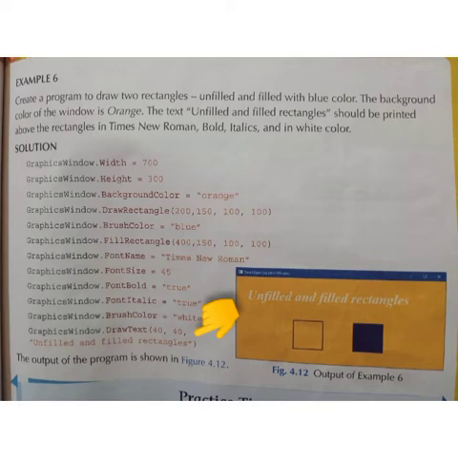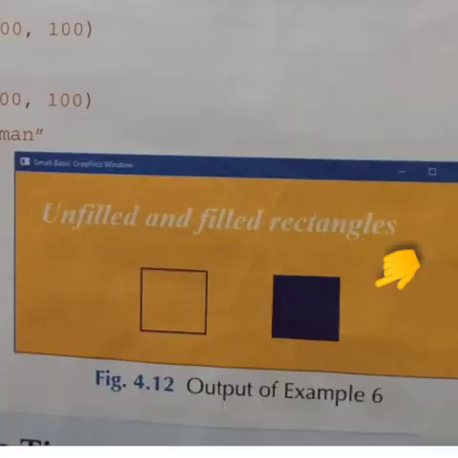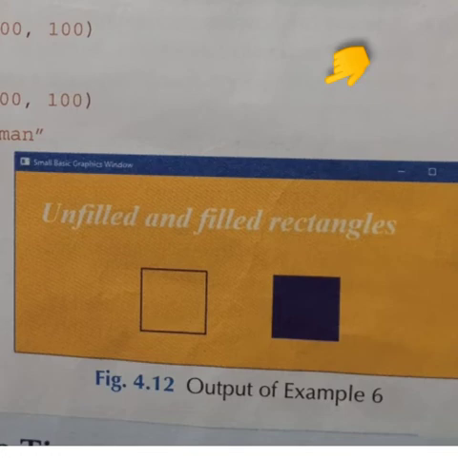See the output here. The background is the yellow color. Then two rectangles I have drawn, one is filled and one is unfilled. The filled one is with blue color. Then see the text, that is white color. So understood, come to the next one.